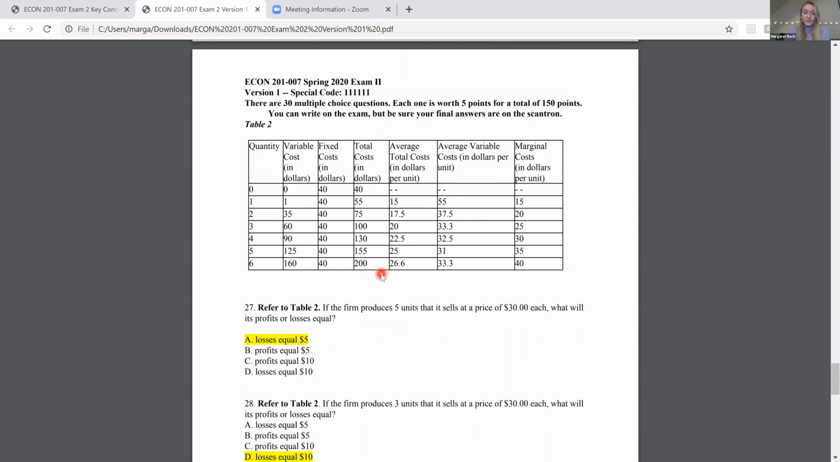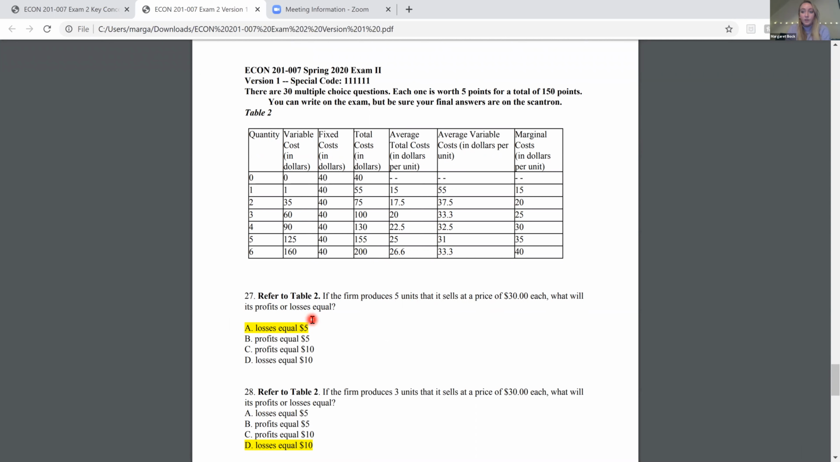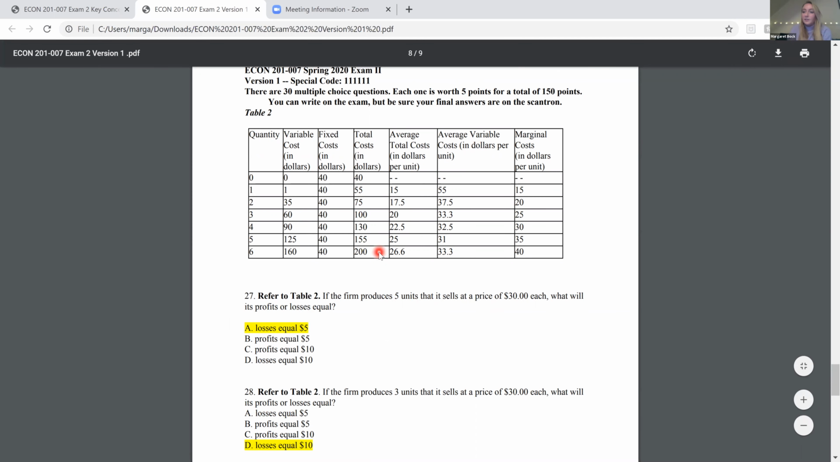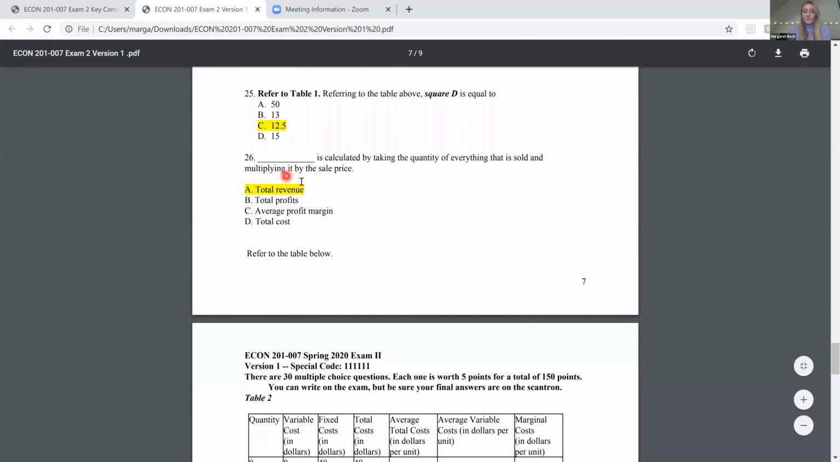Okay, 27 and 28 deal with this table here. If a firm produces 5 units and sells at a price of 30, what will its profits or losses be? So again, this just goes back to our little profit equation. Profits equal total revenue minus total cost. So in this chart here, it doesn't straight up give us total revenue, but it does give us total cost. And we just learned from the previous question that total revenue is calculated by taking the quantity and multiplying it by the price.